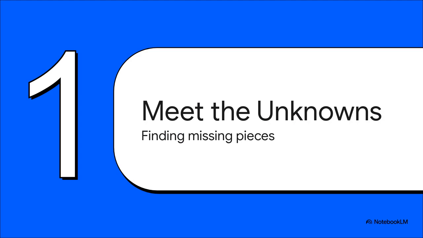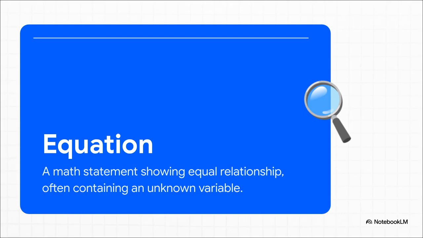All right, starting off with Section 1, Meet the mathematical unknowns. To start cracking this code, we first need to identify the core of our mystery, the variable. And we do this using an equation. You can think of an equation as, well, a perfectly balanced scale. On one side, you have certain values, and on the other, you have values that are exactly equal to that first side.